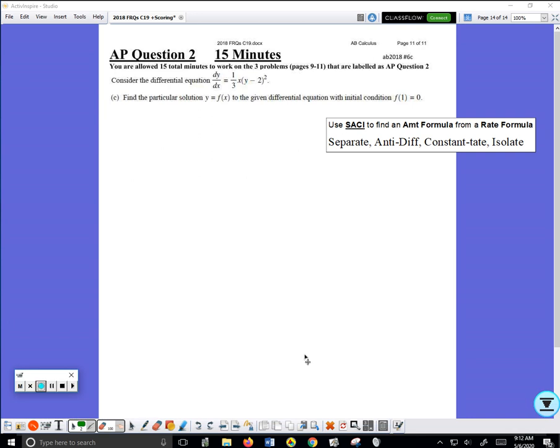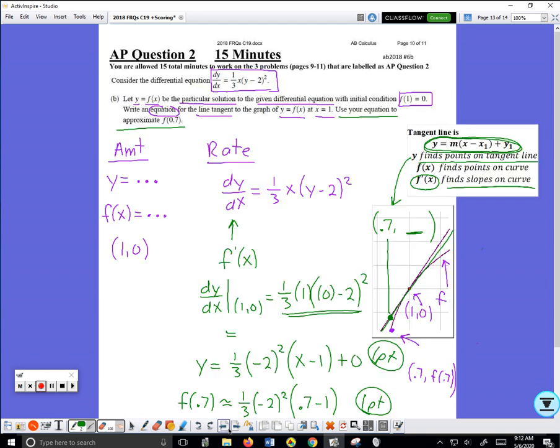Okay, now it says find the particular solution. Keyword is find. So that's back to what we were talking about here in A. Now they're asking us to start with the equation for the rate, and they want us to go here and find the equation for the amount. And because the equation for the rate contains the output variable y, we must use the SASE method to do that.